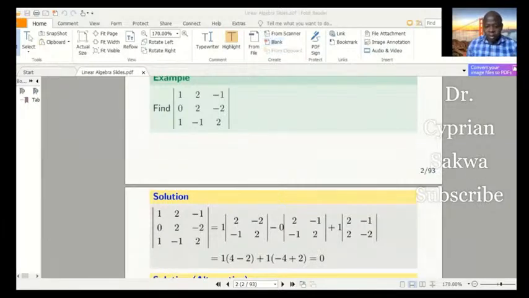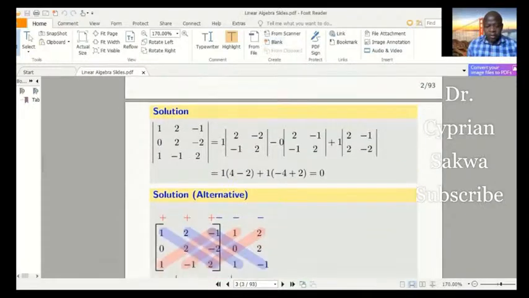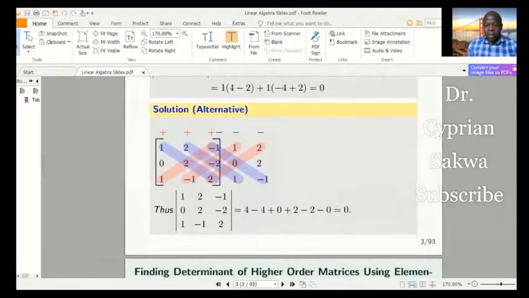Now let's use the other method and see whether it works. We said it will work for any 3 by 3 matrix. So for that other method, I want to write the matrix here and add the first 2 columns here. So the first column is this, and the second column is that. Then identify these 3 diagonals running from left to right, and multiply along these diagonals and add the results.